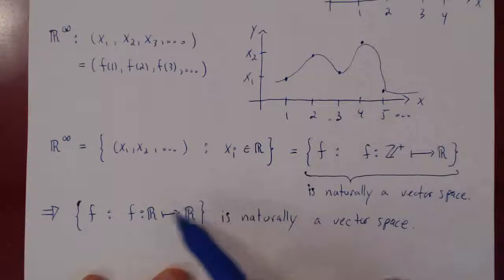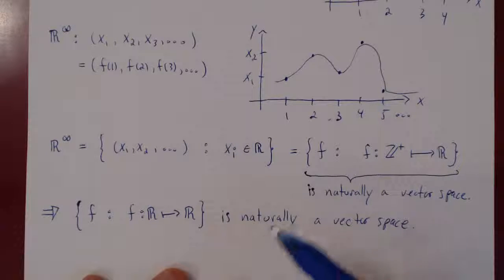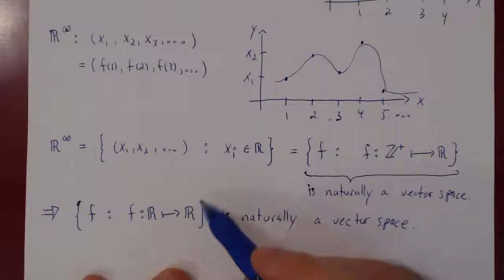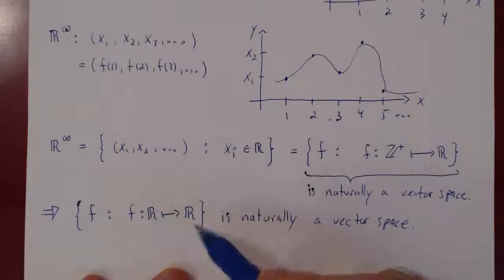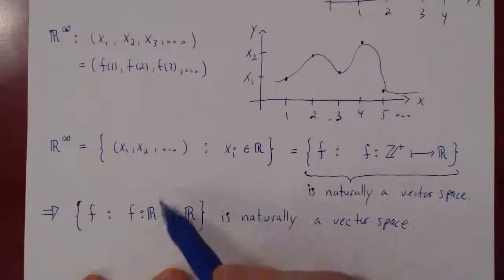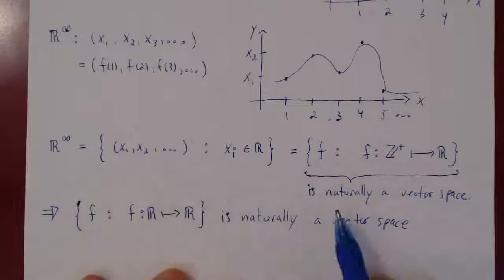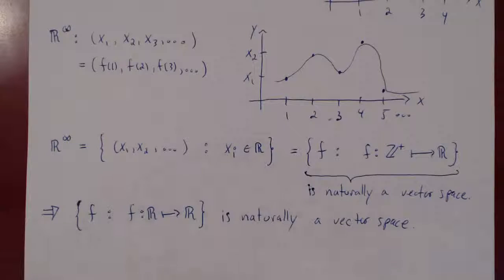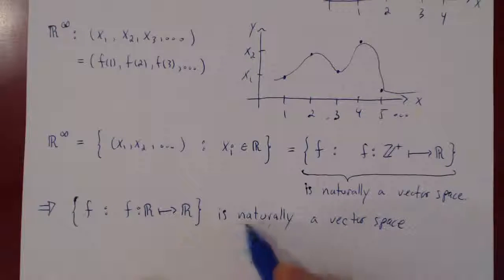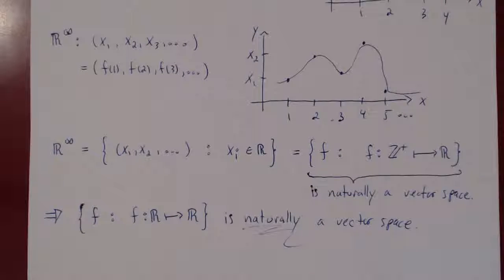from the reals to the reals. And this is why I claim that it is natural to think of functions from the reals to the reals as vectors. Therefore, this being a vector space. So hopefully, this gives you a better sense of why this is a natural idea, that functions are also naturally vectors.